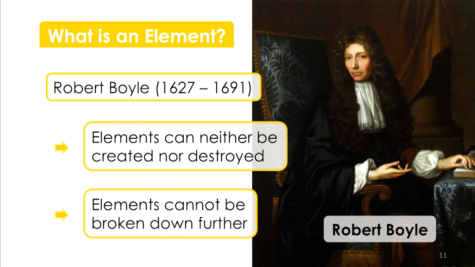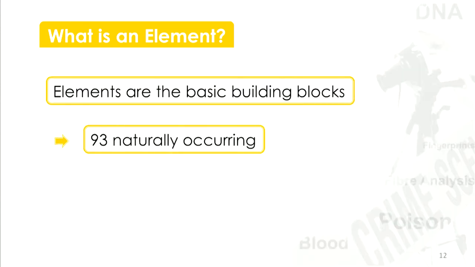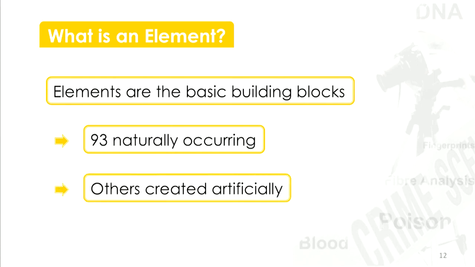So the Greeks had their 4 elements. How many elements do we consider there are now? There are 93 naturally occurring elements, and then there are additional elements such as plutonium, for instance, that have been created by nuclear technology.